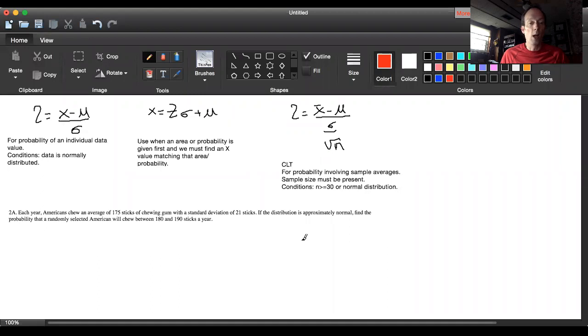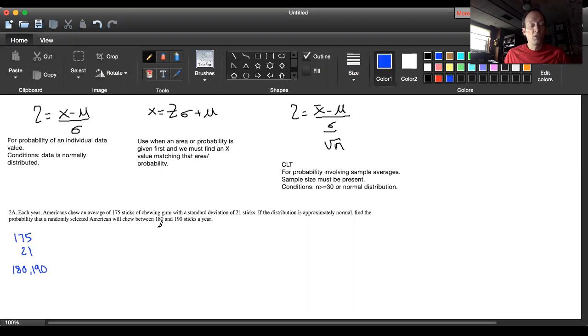We're going to read the question, and then just like we did in question number 1, I'm going to start just by writing down every number that they've given me. Each year, Americans chew an average of 175 sticks of chewing gum, with a standard deviation of 21 sticks. If the distribution is approximately normal, find the probability that a randomly selected American will chew between 180 and 190 sticks of gum.